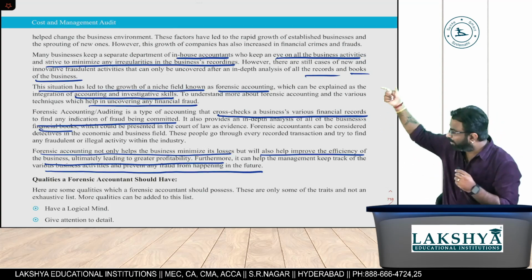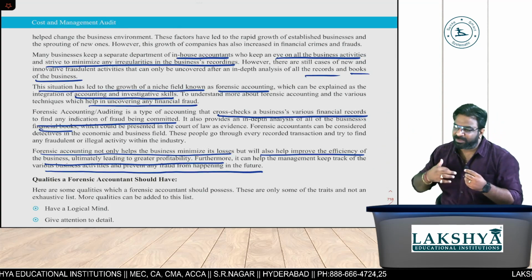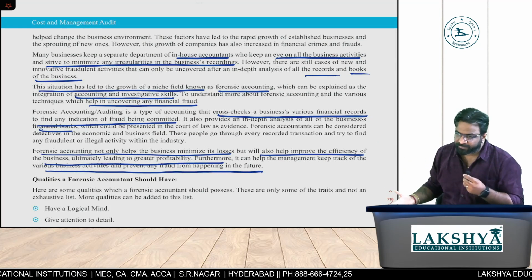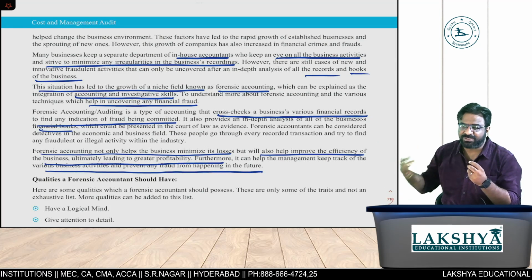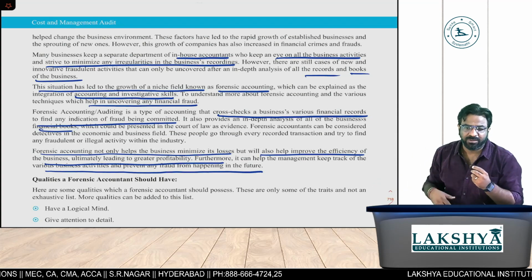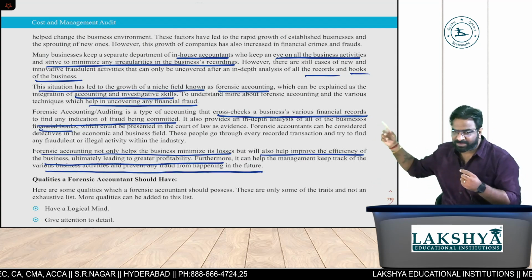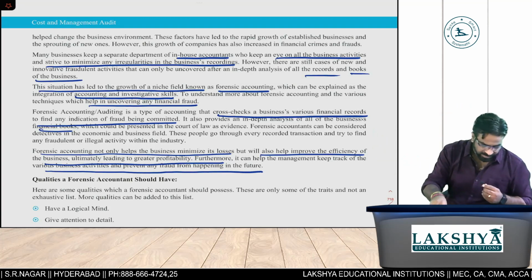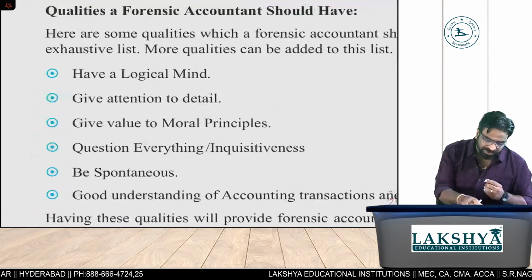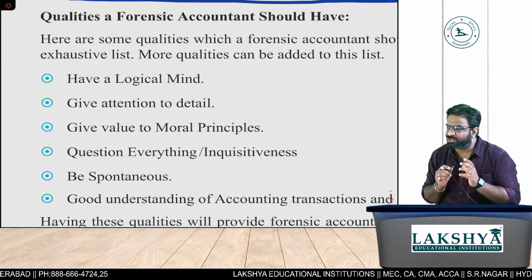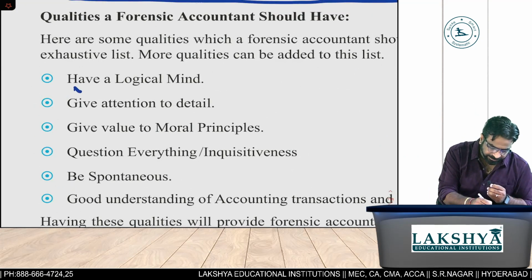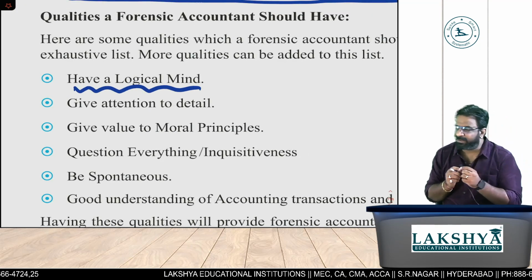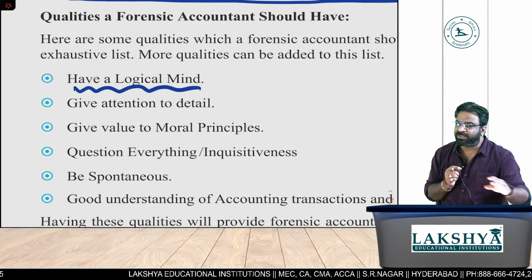So what they are trying to tell you in the whole paragraph is that as and when forensic audit detects any fraud, the next day new methods of doing fraud come into the picture. That is what they are trying to tell you in this particular paragraph. So far, no technique has been told in this paragraph. Now see, what are the qualities a good forensic accountant should have? Read quality number 1. Have a which mind? Logical mind. What does a logical mind mean?